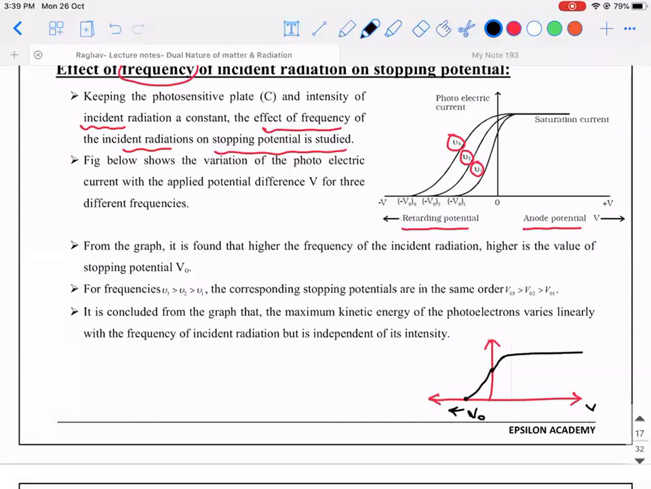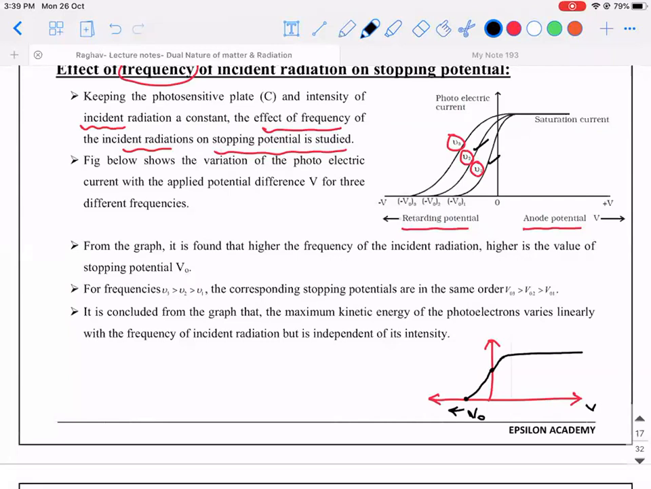and you will have a particular stopping potential. Now, what we are going to do is increase the frequency by keeping the intensity constant. Intensity means the same amount of brightness. For example, here we use green light, here we are going to use red light. So the frequency is changed. Okay.